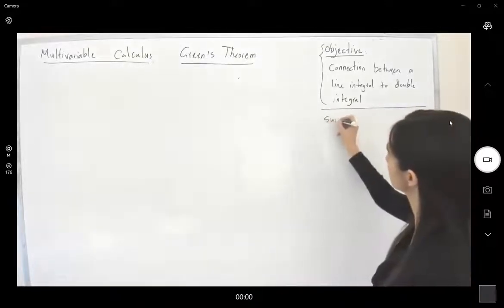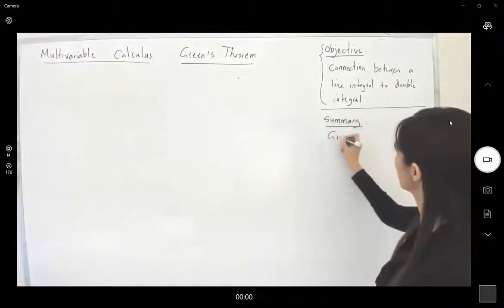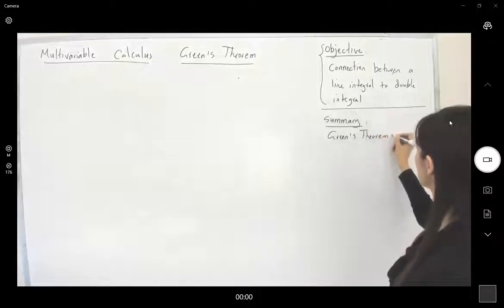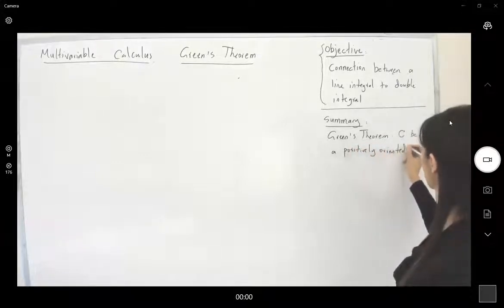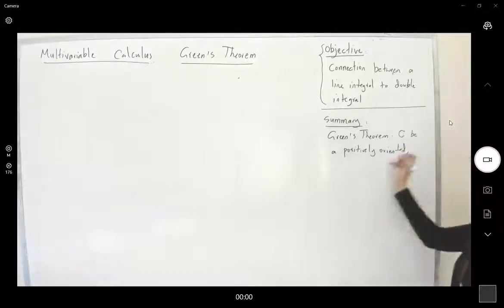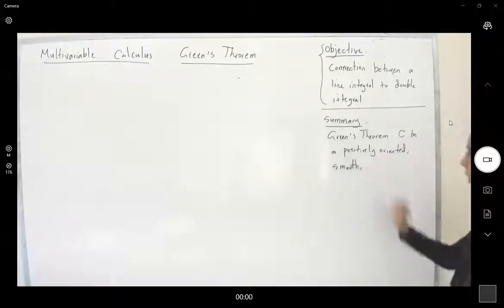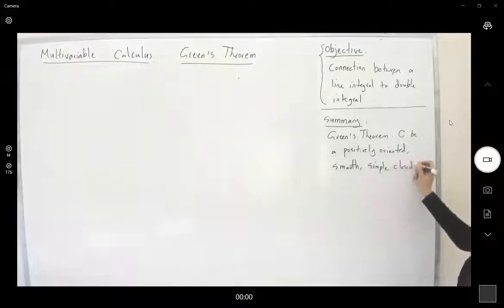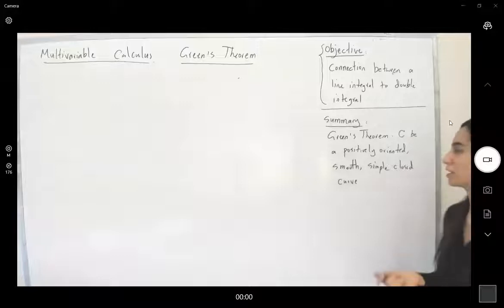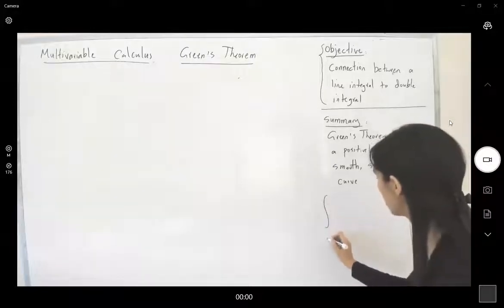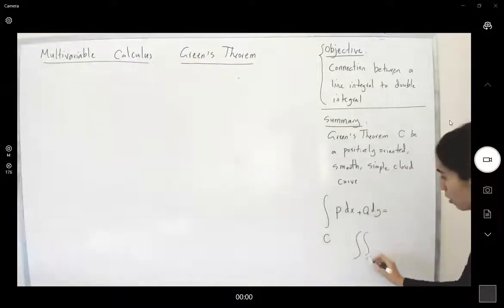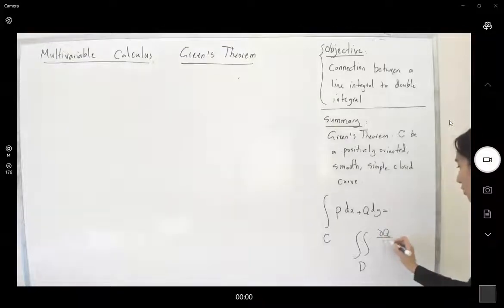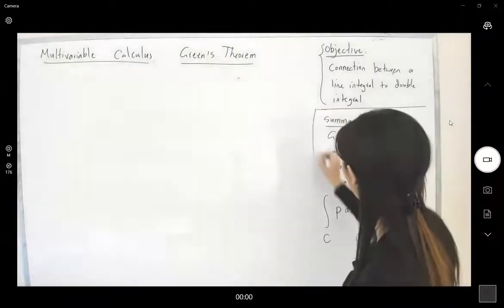So summary. Green's theorem. Let C be a positively oriented, smooth and simple closed curve, and D is the region that is bounded by C. Then you have the line integral over C of P dx plus Q dy can be written as a double integral over region D of partial derivative of Q with respect to x minus partial derivative of P with respect to y dA. This is the summary of Green's theorem.